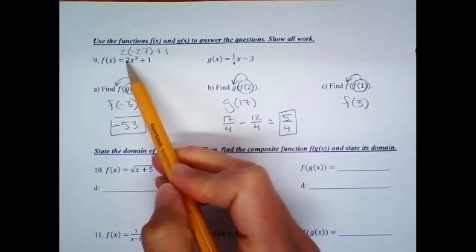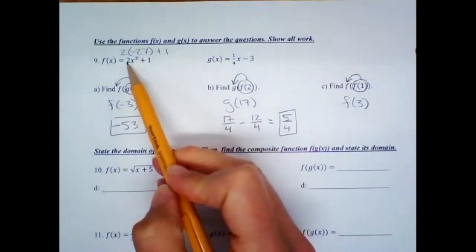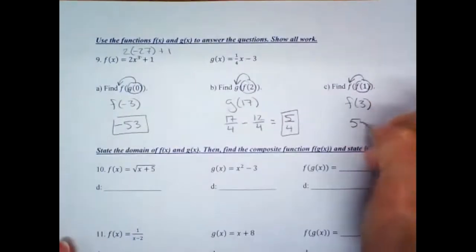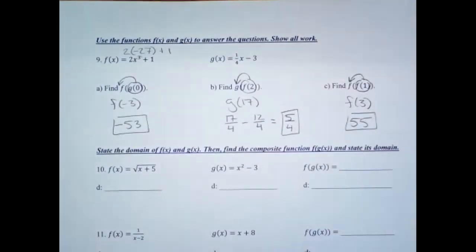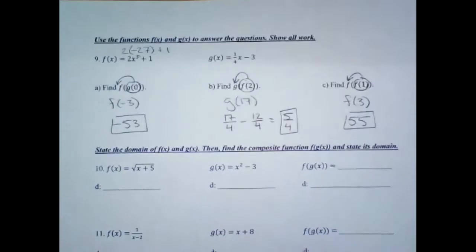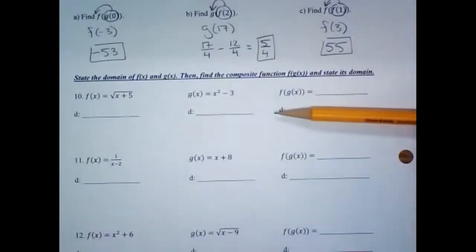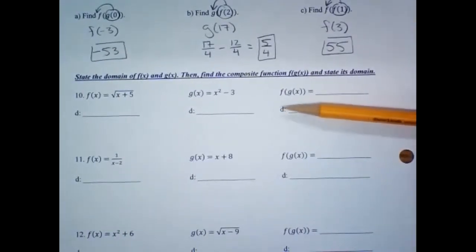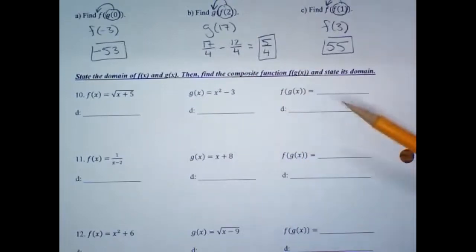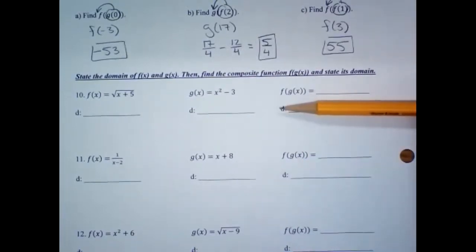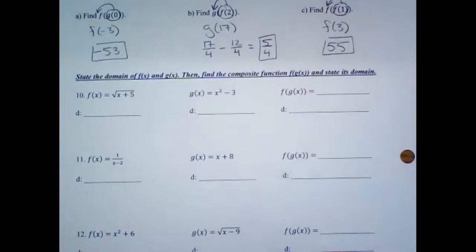3 cubed is 27. Double that is 54. Plus 1 is 55. So this is where you're actually doing math. Like you have to actually evaluate this. And then here are all the domains, and then the domain of the composite function. Remember, even if you struggle with getting the domain of the composite function, do you see how such a small part of the problem it is? Even if you have trouble with that, there's plenty of other points for you to get.